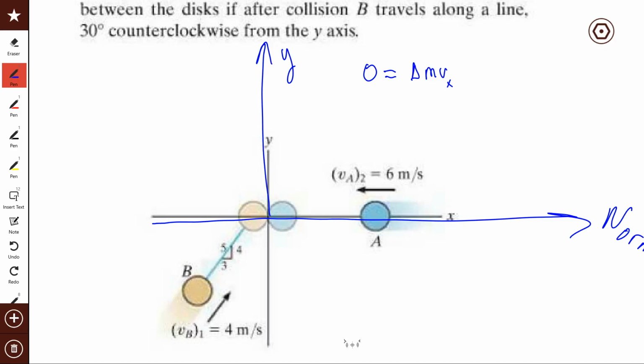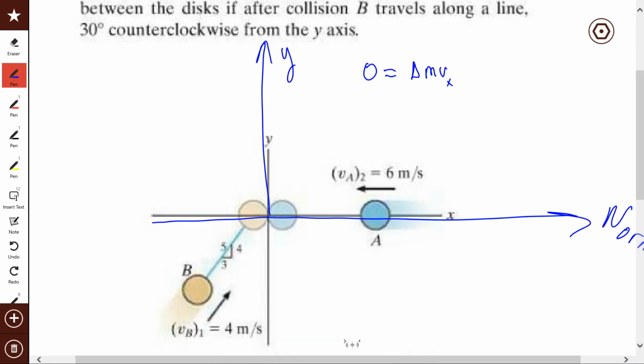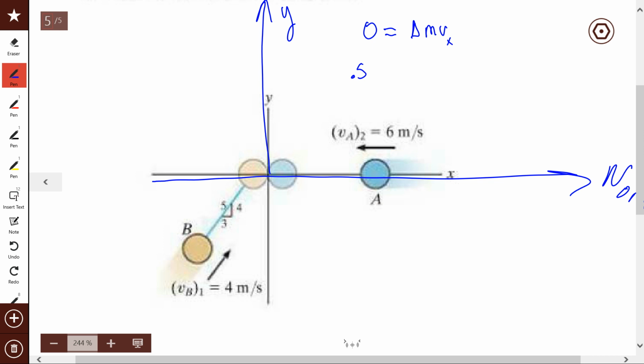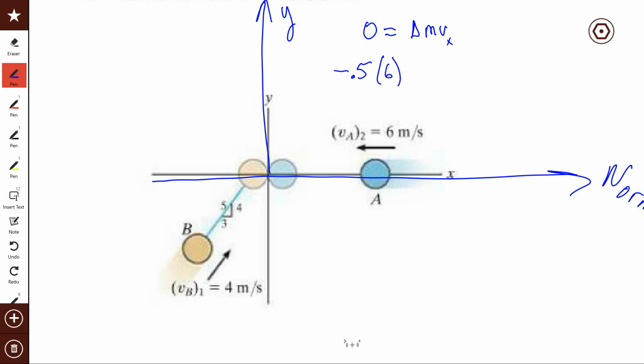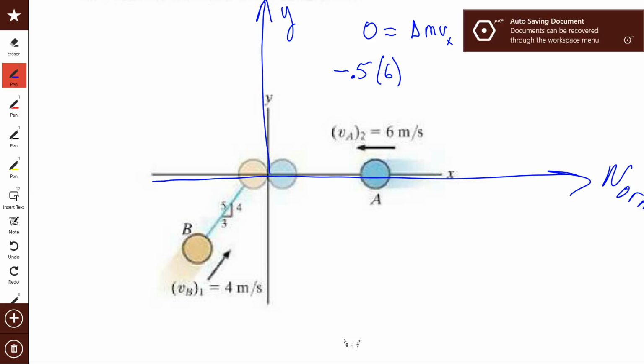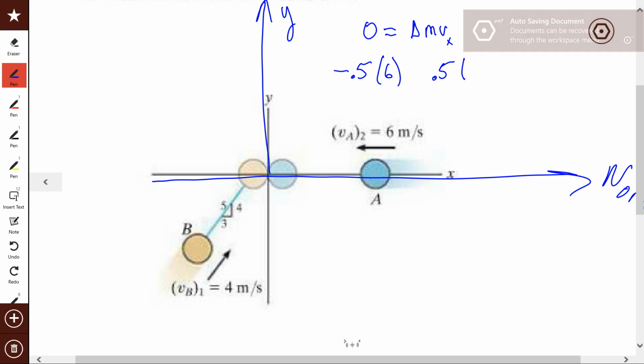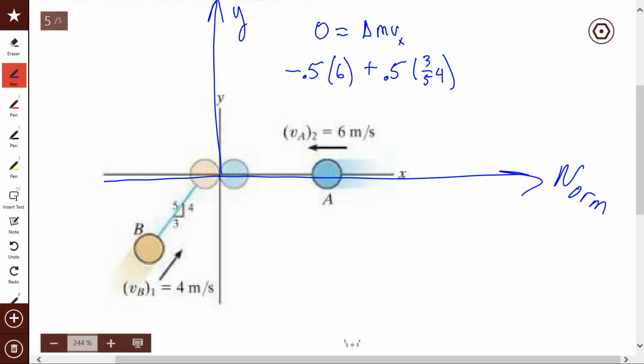Initially, what's the momentum of A? They are both half a kilogram, so 0.5 times what? I'm doing x. Times 6, and it's negative momentum, right? What about B? I've got a mass of 0.5. I've got a velocity of how much in the x? 4. Yeah, 3/5 of 4. Positive or negative? How about the end? What do we know about the end?